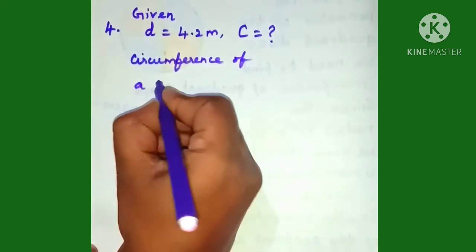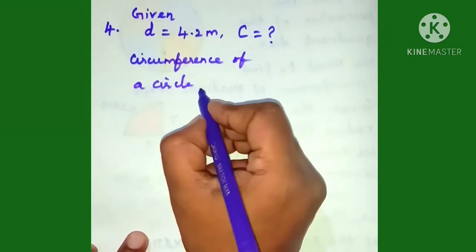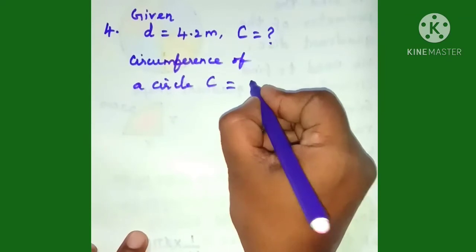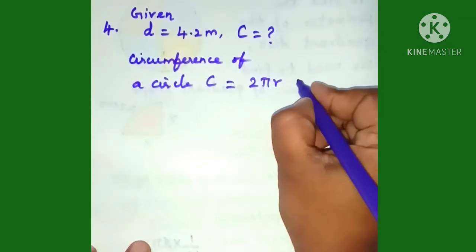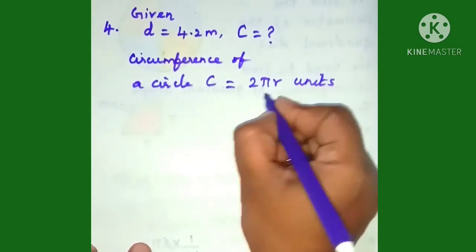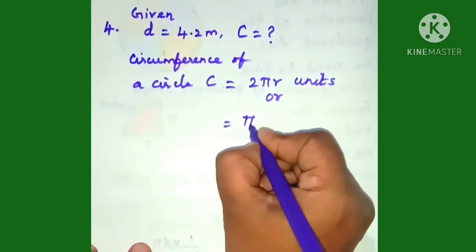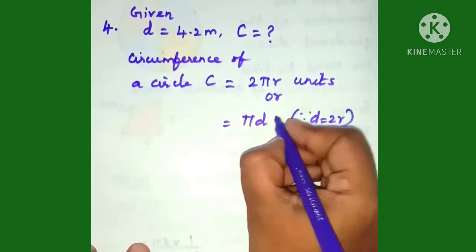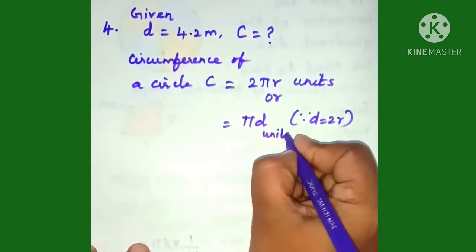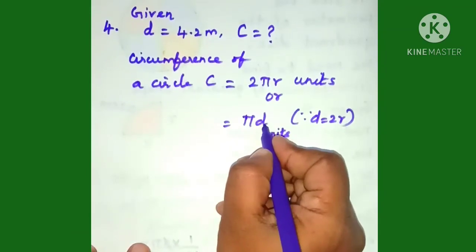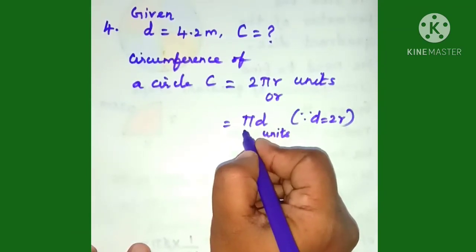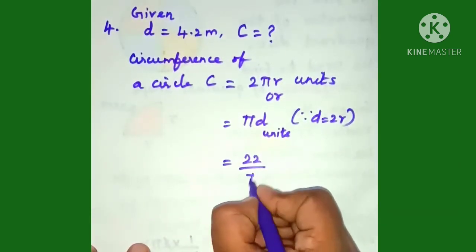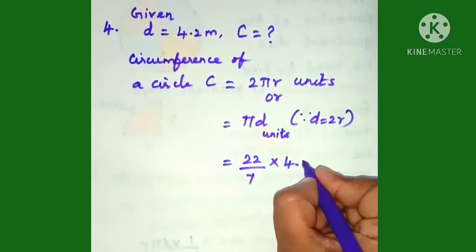of a circular well, circle, C is equal to 2 pi r units or pi d, where d is equal to 2r, isn't it? So now the value of d is given 4.2 and pi is 22 by 7. So we can substitute the values here. Pi is 22 by 7 and d is 4.2.